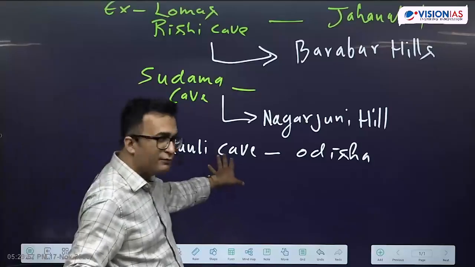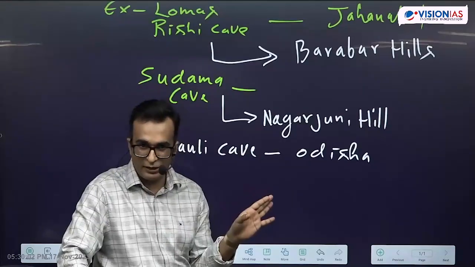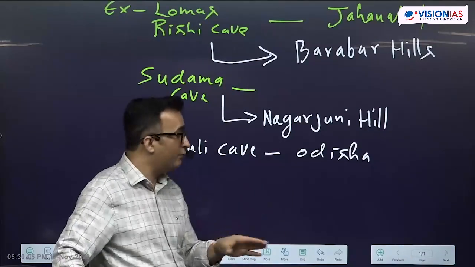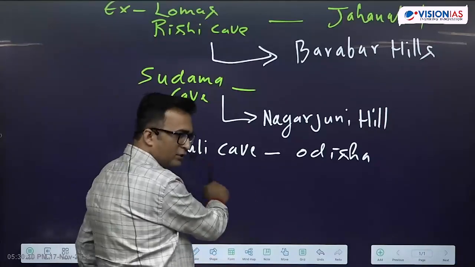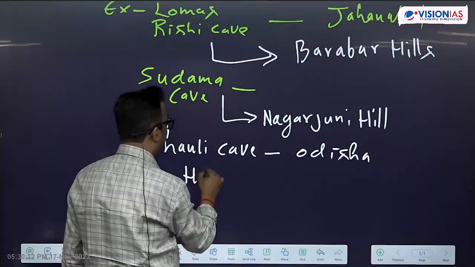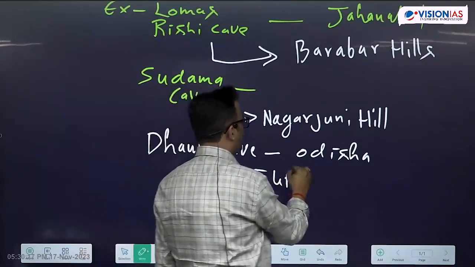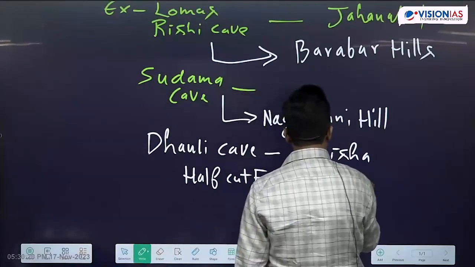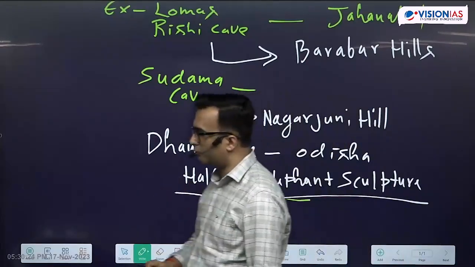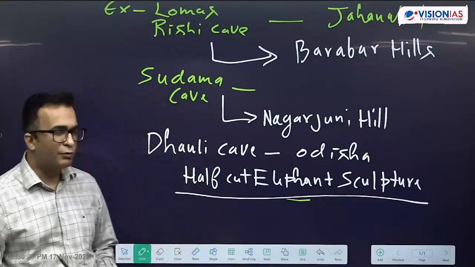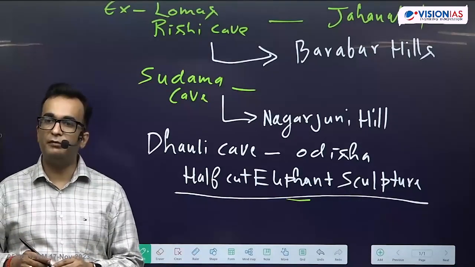At this particular place where this Dhauli cave is there, this is the place where the Kalinga war was also fought. You must have read in your ancient classes. So the Kalinga war, in which so much of casualties happened. So at this place Dhauli, there is one half cut elephant sculpture. Okay? So this half cut elephant sculpture is very popular, and its size is also quite big. So this was a question, I think it was asked in 2013. And moreover, all these are done or created during the period of Ashoka only.